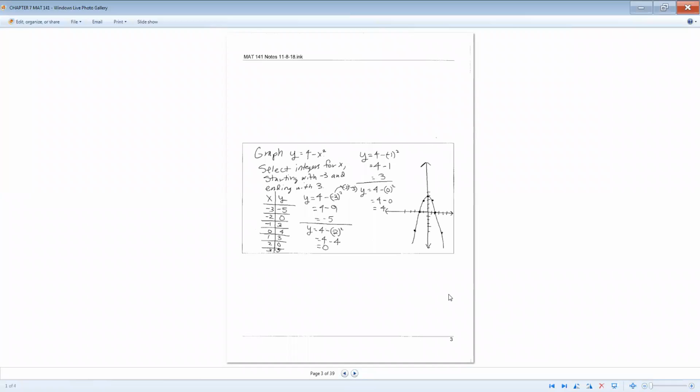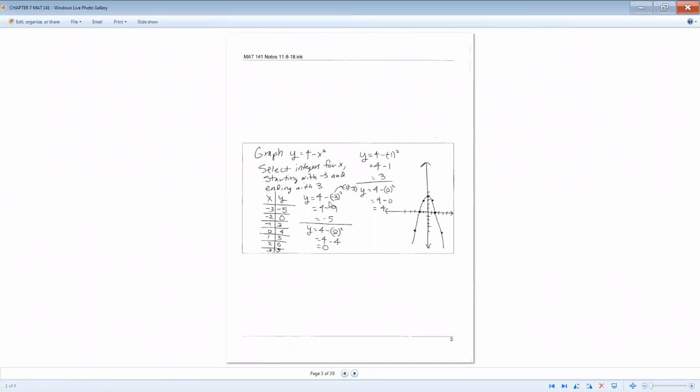So if I wanted to graph this function y equals 4 minus x squared, what I would do is use the values that he gave me, using the integers of -3 to 3. So -3, -2, -1, 0, 1, 2, and 3. I will plug them in for x to find the corresponding y value. So for each x value, I should get out a y value.